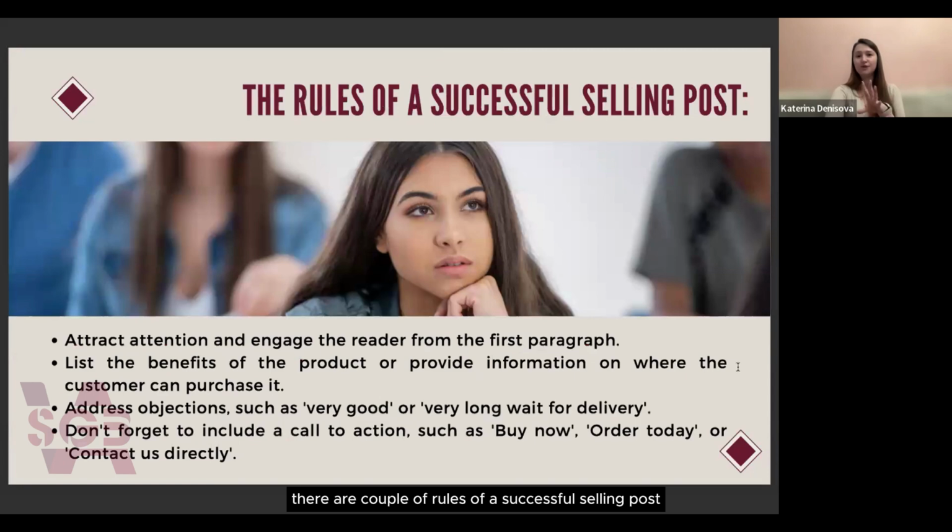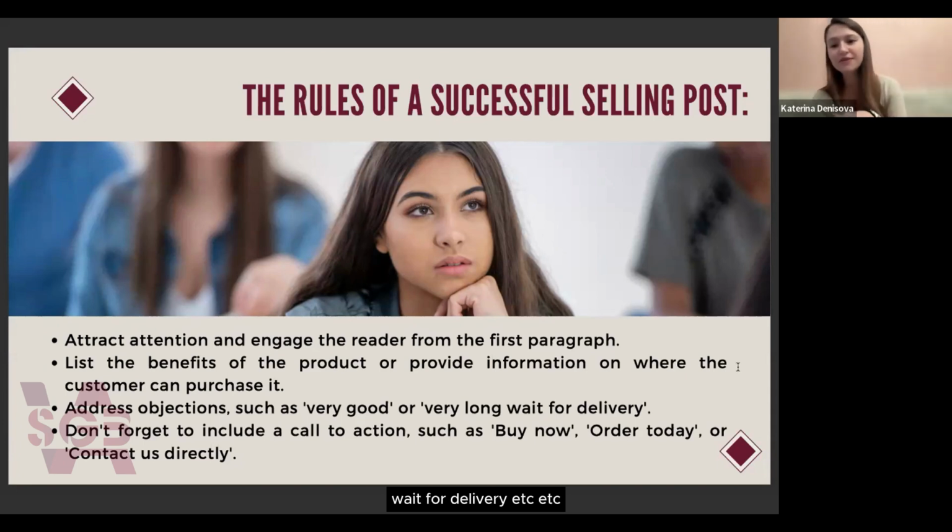There are a couple of rules of a successful selling post. First of all, attract attention and engage the reader from the first paragraph. List the benefits of the product or provide information on where the customer can purchase it, because when I read a post and I want to purchase something, I need to understand very well how to do it, because it might be an impulsive idea. I want to buy it, but if I don't understand how to buy it, I will not write to you for any information. I will just skip your page and go, and you will lose me as a client. Address objections such as very high price or long wait for delivery, etc.